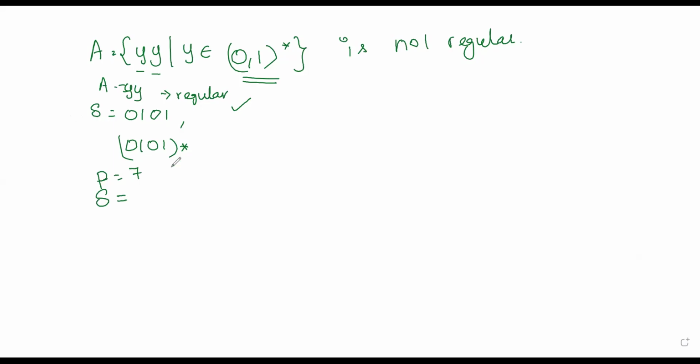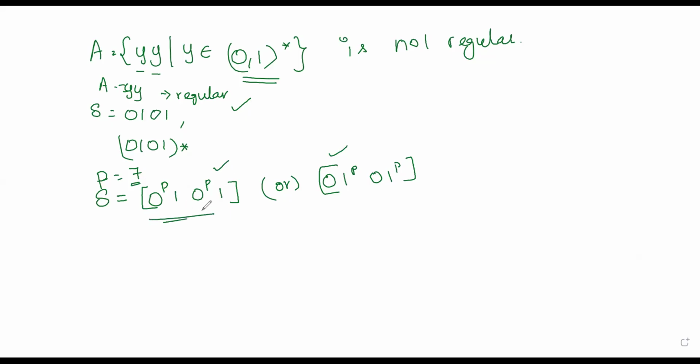I can take any 0 1, it's my choice of giving in this way. The string will be in this combination. I can also go in this way, 0 1 p and 0 1 p. Anyway, you are going to prove it is not a regular language, that's all. So now I have given pumping length as 7. I can solve any way to say that it's not a regular language. So I'll take this string format.